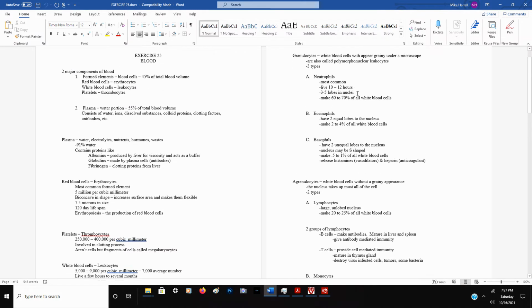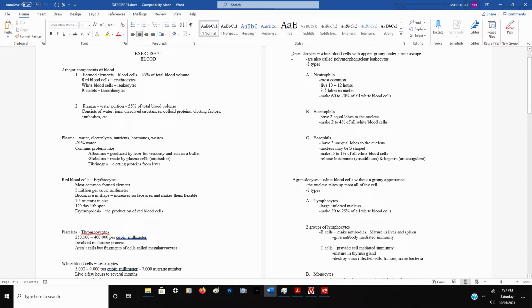So if we go back up here, look at our 3 grainy granulocyte white blood cell types. Now notice how these are also called polymorphonuclear white blood cells. Poly means many, morph means shape to their nucleus. They have many shapes to their nucleus. And by looking at their nucleus, that's primarily how you identify them. So with granulocytes, 3 of these white blood cell types here: neutrophil, eosinophil, basophil.